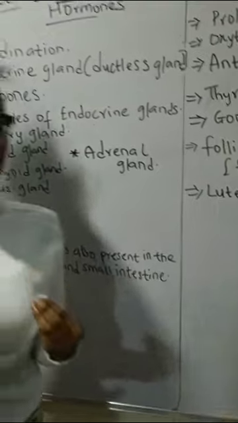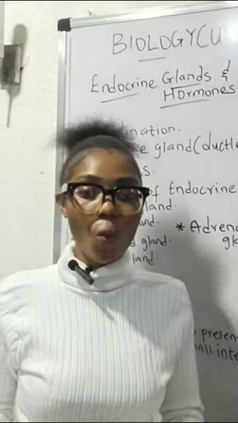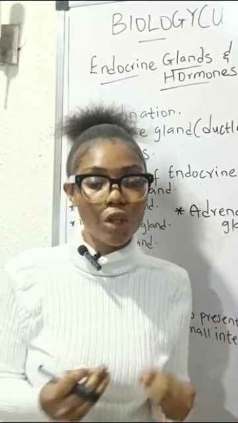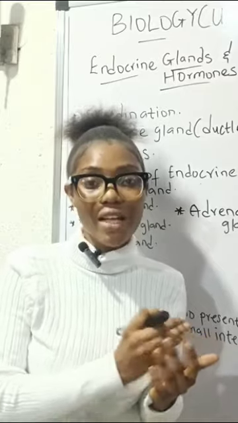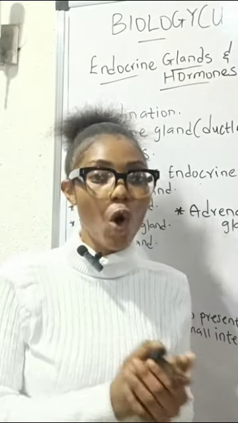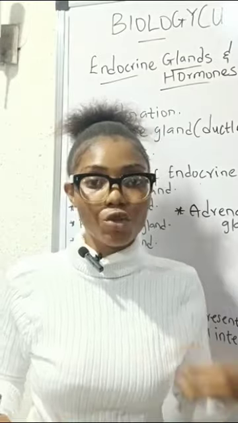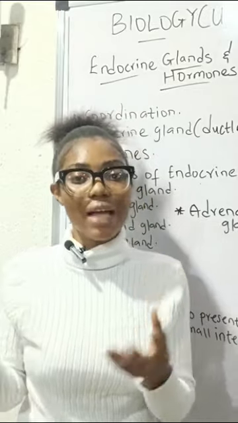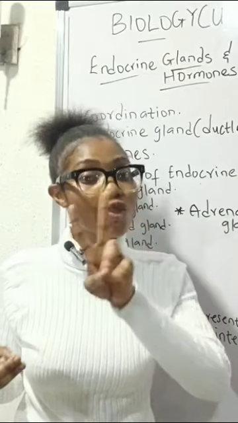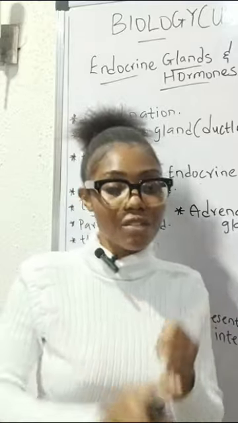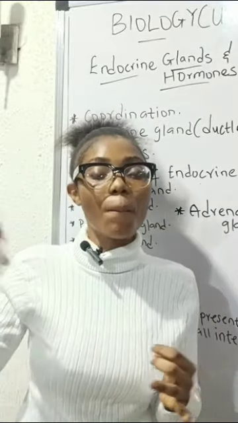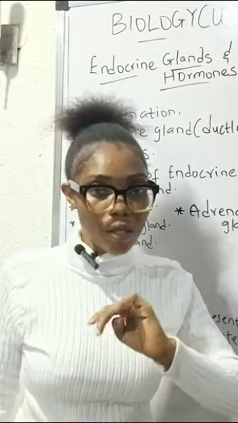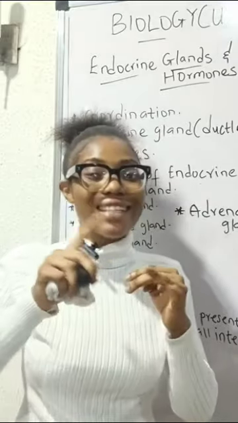It's important to note that there are endocrine glands in the walls of the stomach and also in the small intestine. If you paid maximum attention when I was explaining the digestive system, I made mention of the stomach. I said the walls of the stomach are protected by a membrane called the gastric mucosa, and this gastric mucosa secretes two cells: the gastric juice secreting cell and also the goblet cell. Now, this gastric juice secreting cell further secretes three subcells: the parietal or oxyntic cell, the endocrine cell.